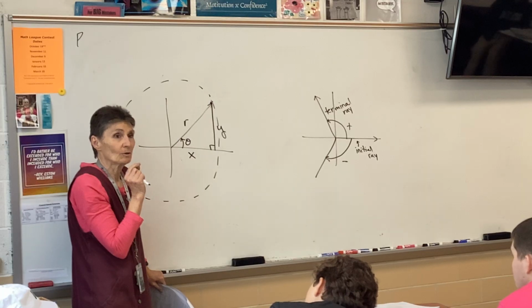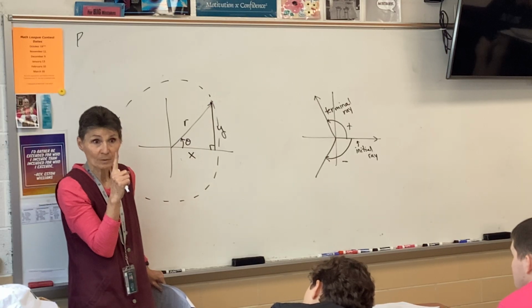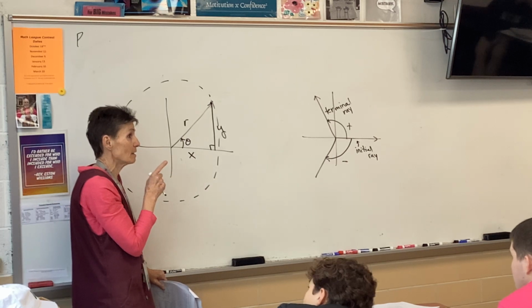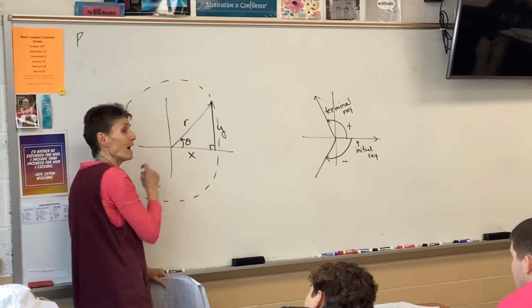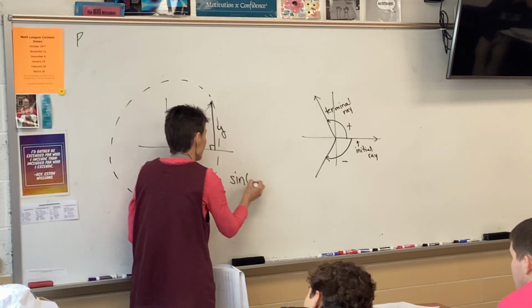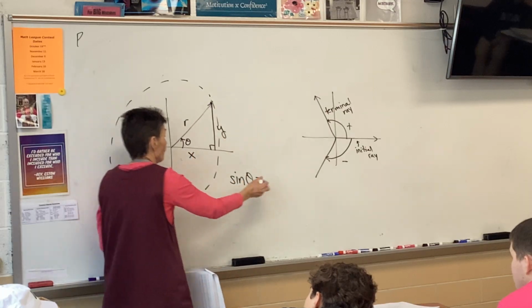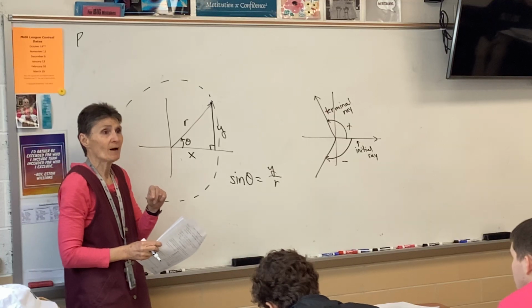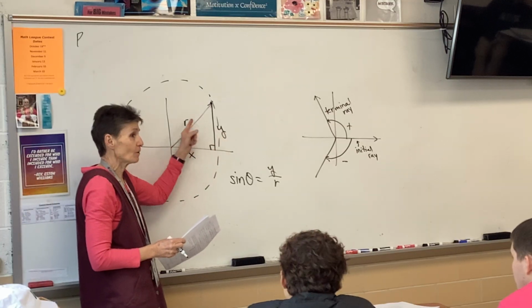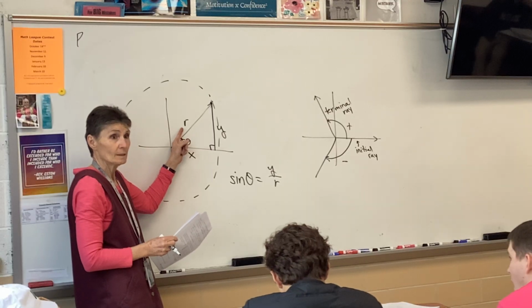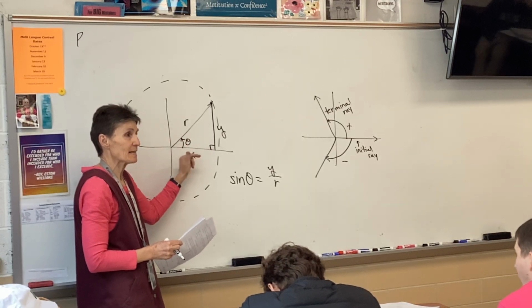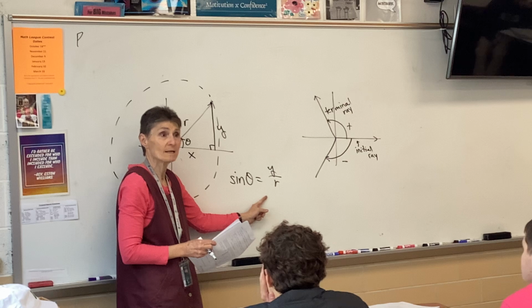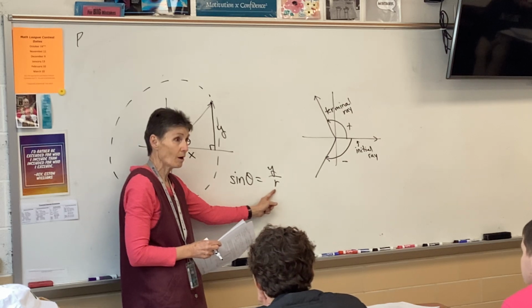In the work we did earlier, I let the radius be 1, and then the sine and the cosine were y and x. Well, in a different size circle, sine is defined as y over r. You might remember sine being defined as opposite over hypotenuse, SOHCAHTOA. It's the same exact thing. And now it makes sense why sine is y in the unit circle, because in a unit circle, r is 1.